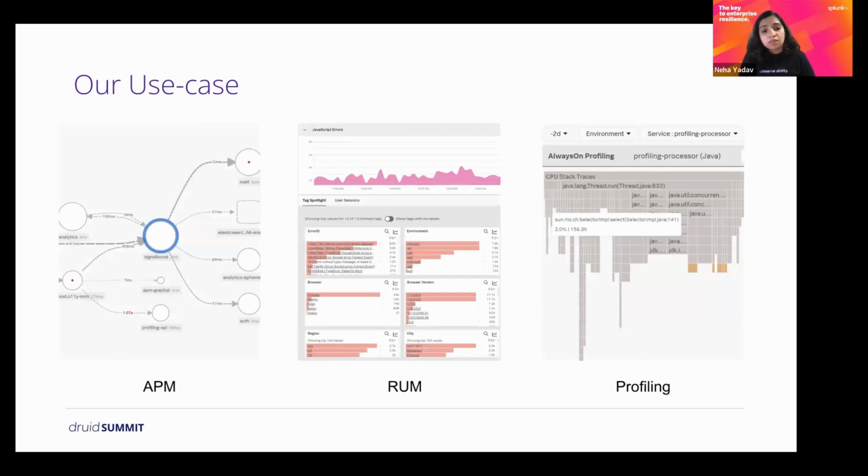This slide depicts the use case. Druid powers some very powerful interactive features in our application. APM lets users troubleshoot their applications, looking at the traces, looking at where the problems might be, and all of the data is coming through Druid. RUM also allows the user to troubleshoot issues via tags and look at their sessions. And profiling also heavily uses Druid for always-on call stack profiling.